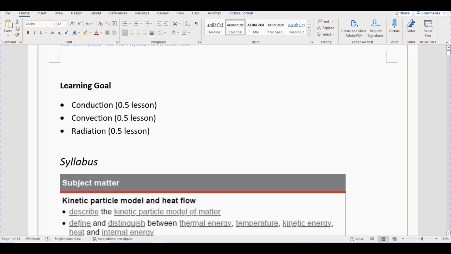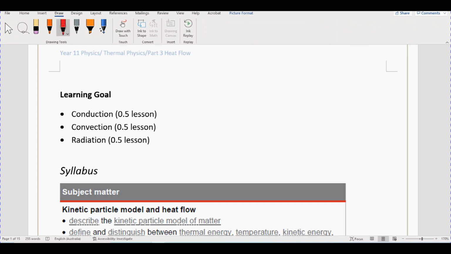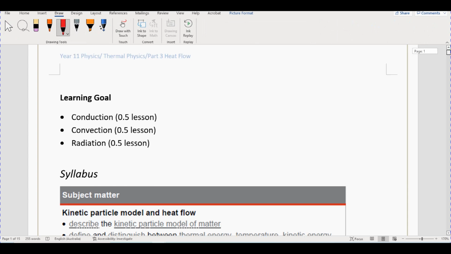Okay, so this video is about modes of heat transfer. There are three ways heat can be transferred from one place to the other. They are conduction, convection, radiation. Possibly you have heard those terms before, but what do they mean? In this video, I'm going to focus on the first way to transfer heat, which is conduction.